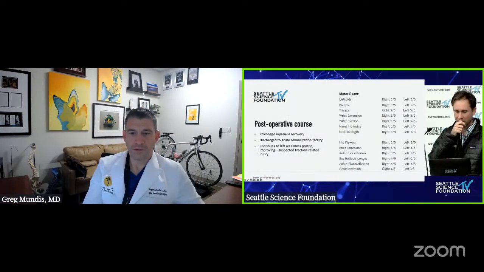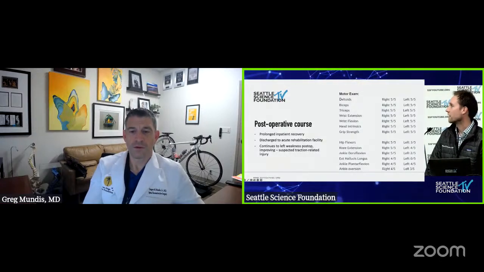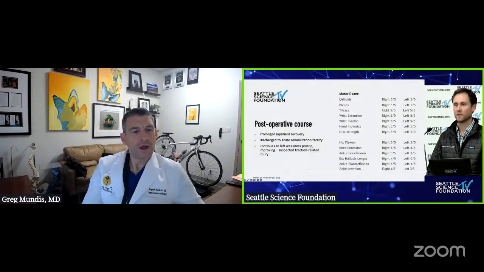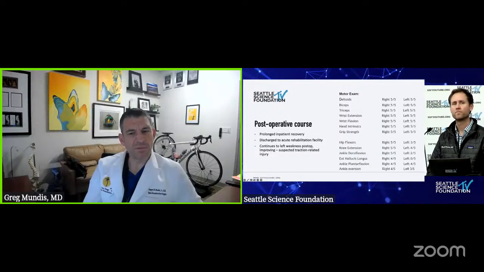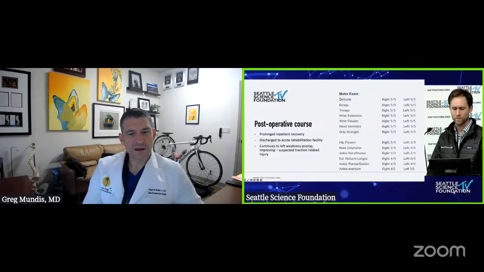I think overall he did well after the procedure. He had a bit of a prolonged hospitalization, and he did end up developing a bit of a traction injury, we think, because his left leg, unfortunately, developed some new weakness post-operatively. Discharged to rehab, and he's actually getting some of this function back already. That's interesting, huh? Like it's the whole plexus. Yeah, that's on the left side.